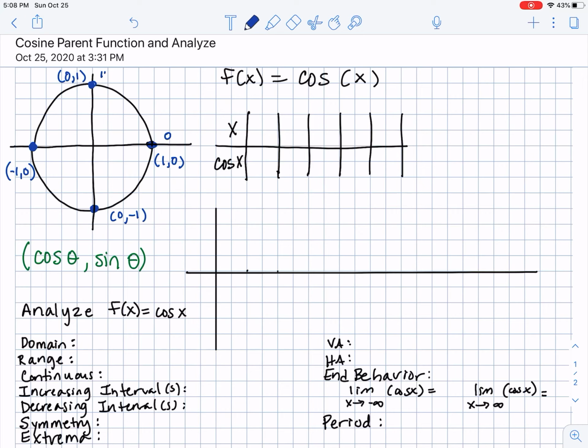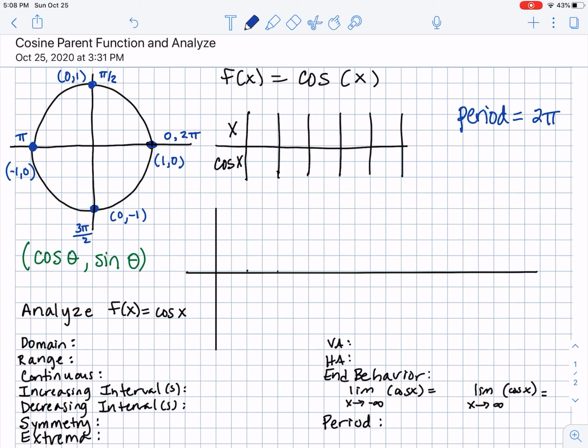which is pi over 2, we get the point (0, 1). When we go to another 90 degrees, or another pi over 2, we get pi, and it's located at (-1, 0). Another pi over 2 gets us to 3 pi over 2, and it coordinates with the point (0, -1), and then we get to 2 pi. And so that is one cycle around the circle. And one cycle around the circle is called a period. So if I go one time around that unit circle, that period is going to be 2 pi.